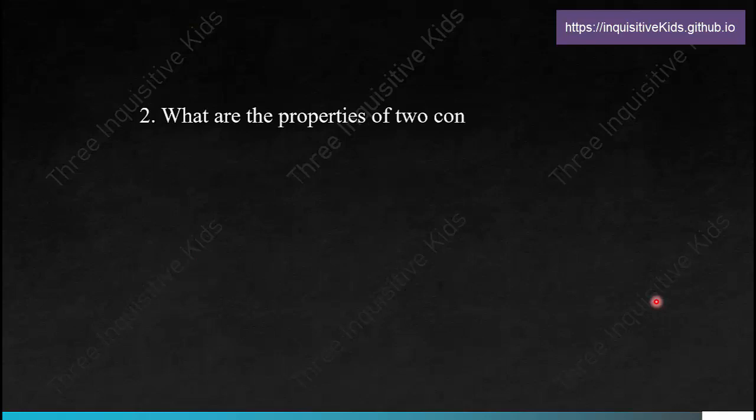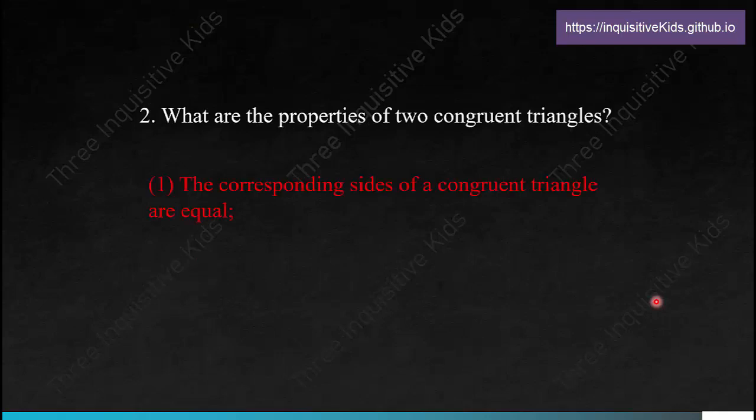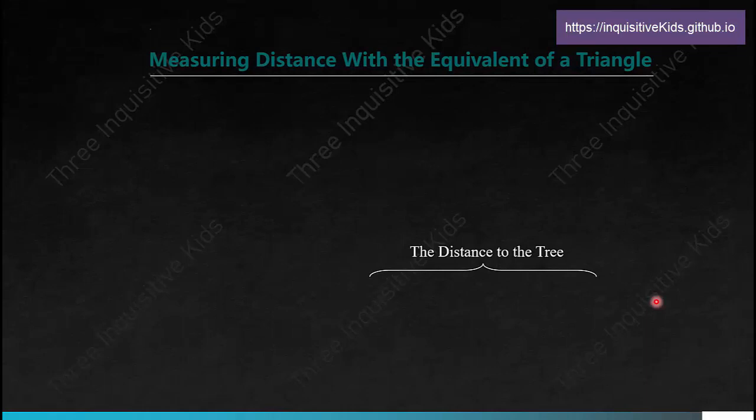2. What are the properties of two congruent triangles? 1. The corresponding sides of congruent triangles are equal. 2. The corresponding angles of congruent triangles are equal. Measuring distance with the equivalent of a triangle.